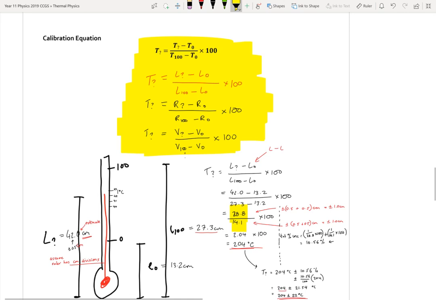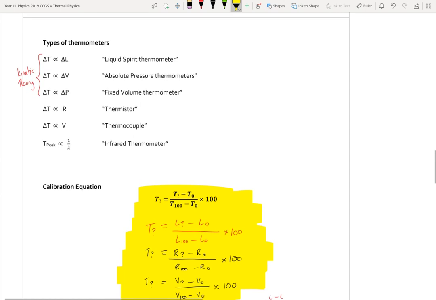Are we expected to memorize whether liquid spirit fluid is linked to length and stuff like that, the proportionalities? No. You'll be told in the question whether it's a resistor or a thermistor or a thermocouple. Okay?